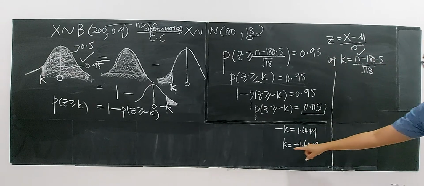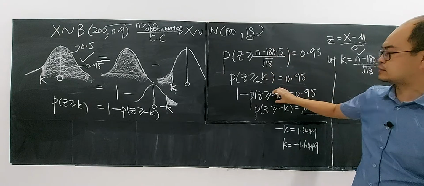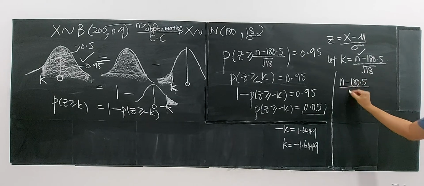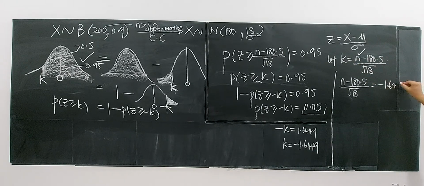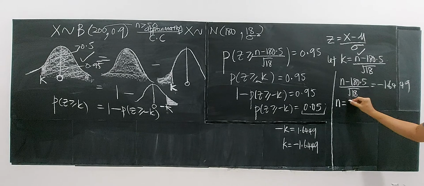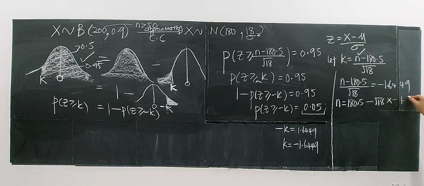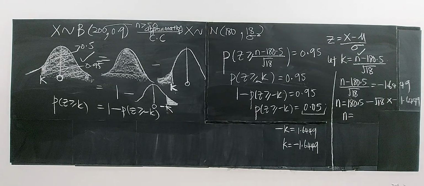So from here I continue with k. I replace back the k, right? If I never write this to be k, I need to repeat writing this, right? Not smart, right? Okay. So then I have (n minus 180.5) over the square root of 18, and k is equal to negative 1.6449. If you multiply this, you will get n equals to 180.5 minus the square root of 18 multiplied by negative 1.6449. Alright, so the n is in decimal form, okay. So they give you the value of 173.52, right?